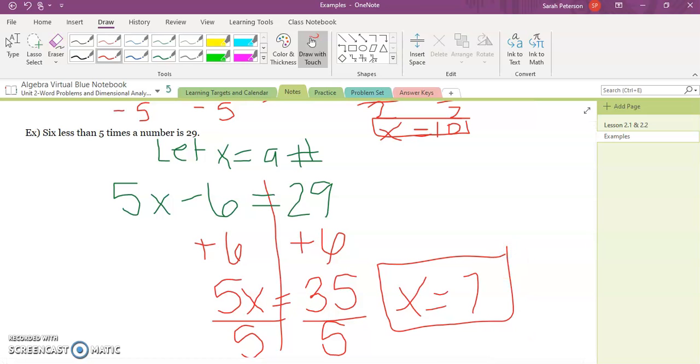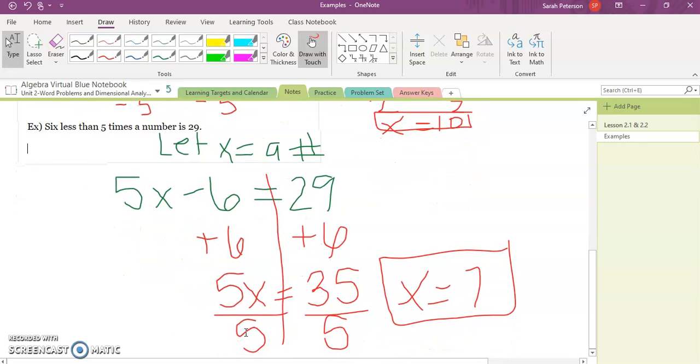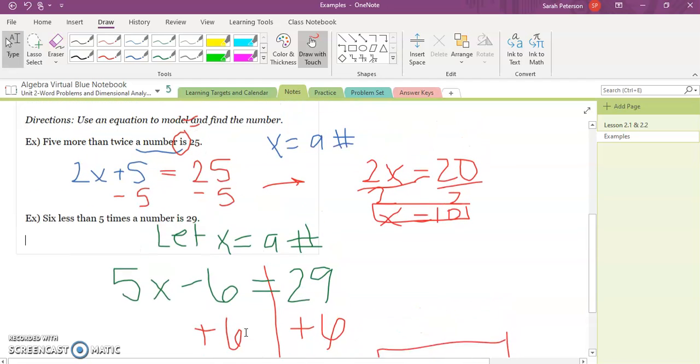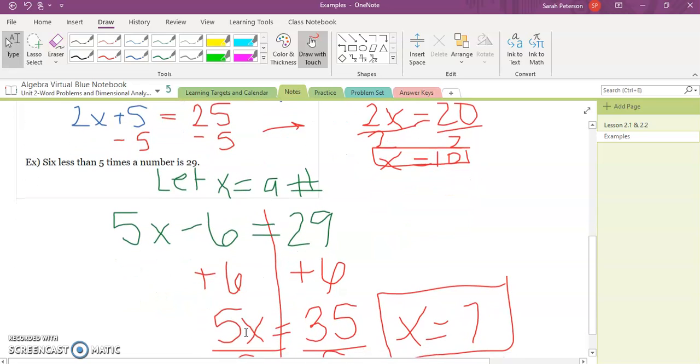This is really what 2.1 and 2.2 are going to ask you. You're going to be taking statements like this, setting up an equation, and solving for that missing number. So use these examples as a reference. Your practice is very similar. There might be one or two that are a little more challenging, but I think you can figure it out.